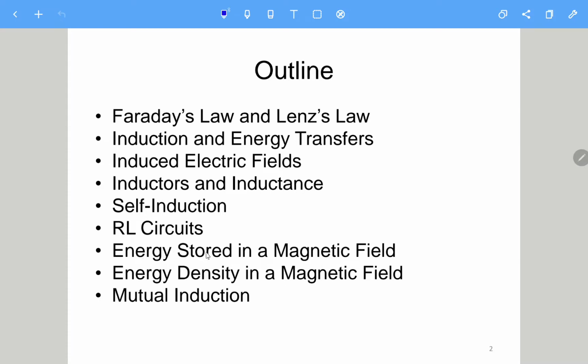And then we'll also talk about the energy stored in the magnetic field, similar to the energy stored in the electric field when we talk about the capacitor. Okay, so we also talk about the energy density in the magnetic field, and then finally we'll talk about mutual induction. Maybe you might have heard about the transformer. Actually, mutual inductance is somehow like the transformer.